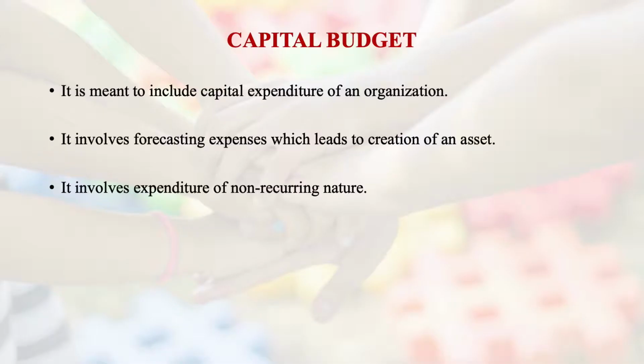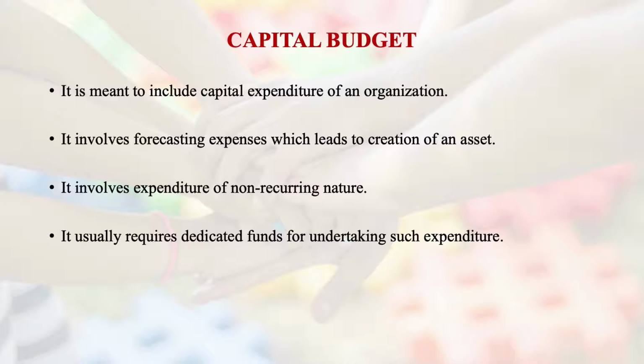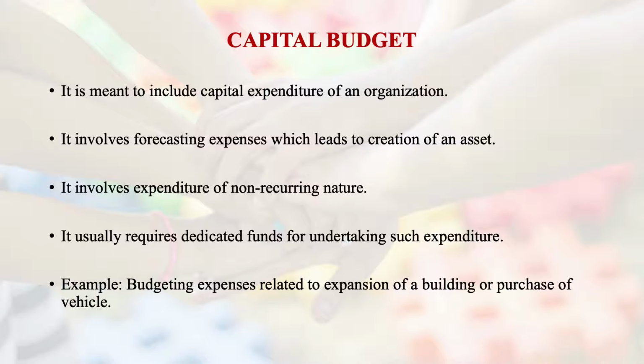So it involves forecasting expenses which lead to creation of an asset. It involves expenditures of non-recurring nature. So I gave you the example of maintenance activities that is recurring in nature, but purchasing of one time, that is non-recurring in nature. So it usually requires dedicated funds for undertaking such expenditures, and the example as given is buying a land or a vehicle or some kind of an asset which is required for the organization.